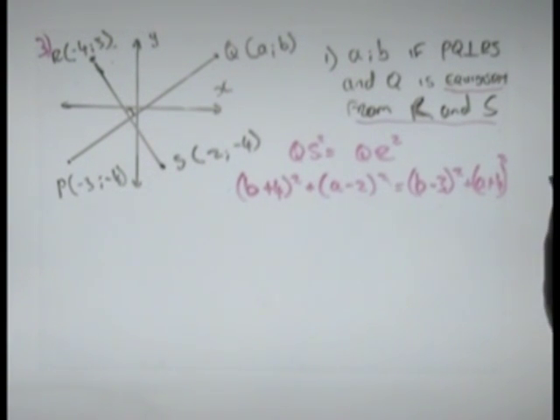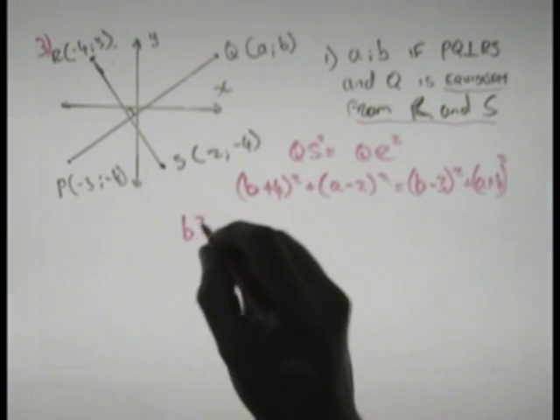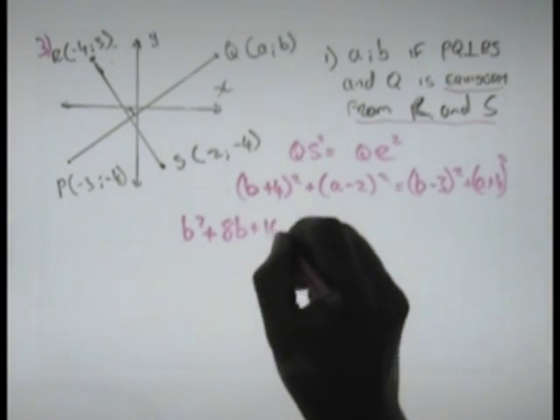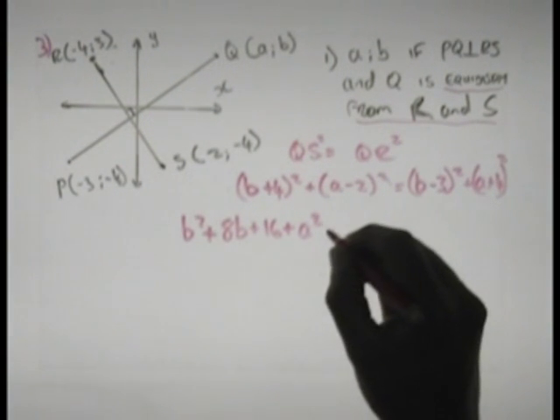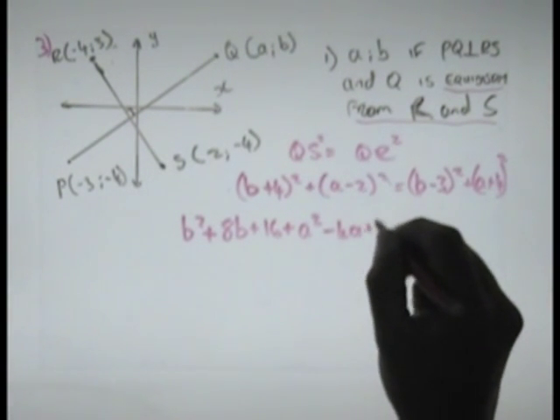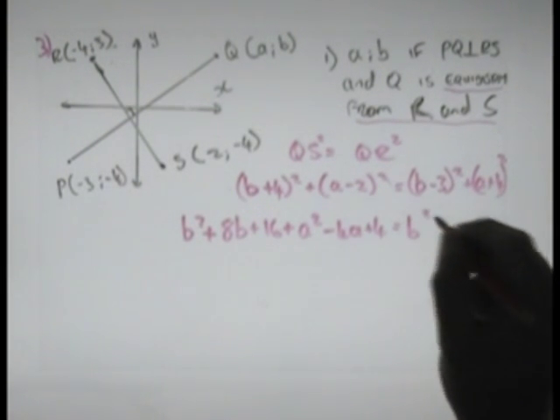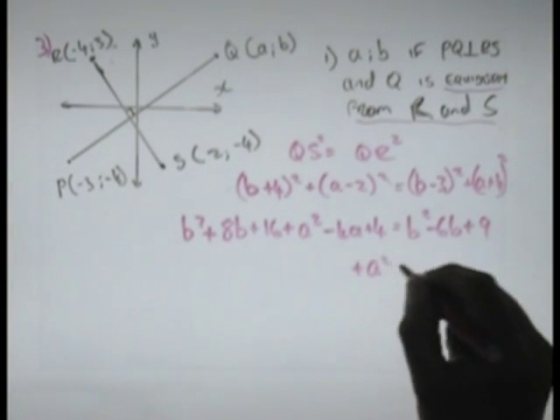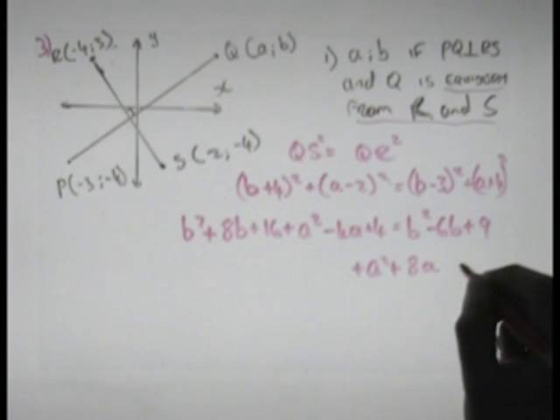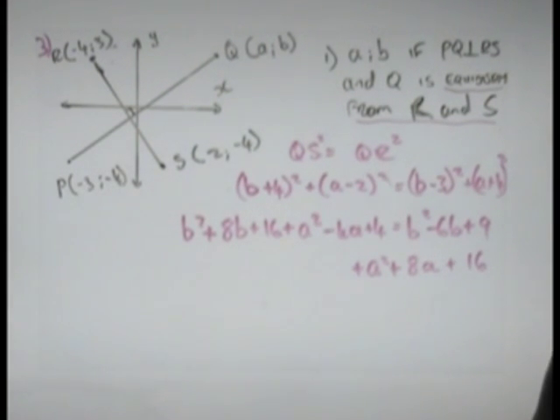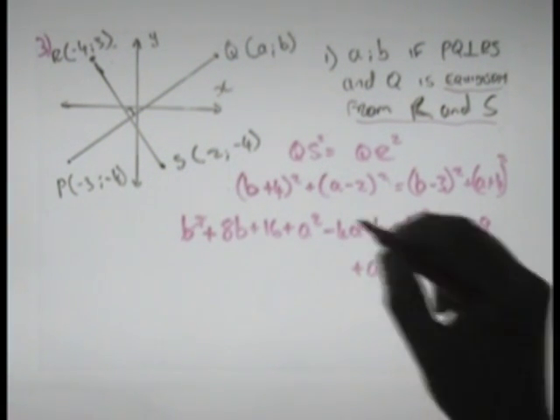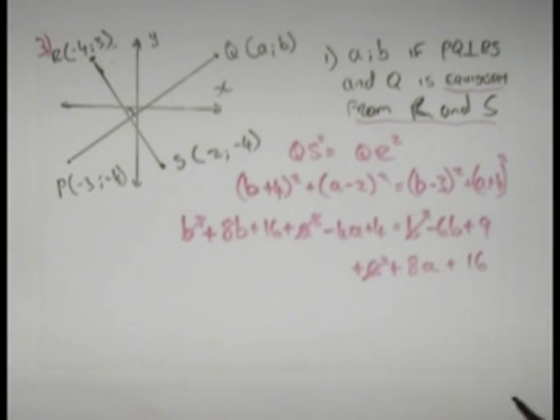I'm not going to simplify this out. Actually, I am going to simplify this out. b plus 4 squared is going to give me b squared plus 8b plus 16, plus a squared minus 4a plus 4, is equal to b squared minus 6b plus 9 plus a squared plus 8a plus 16. I've got a b squared on both sides of the equation. They cancel each other out. I've got an a squared on both sides. They cancel each other out.